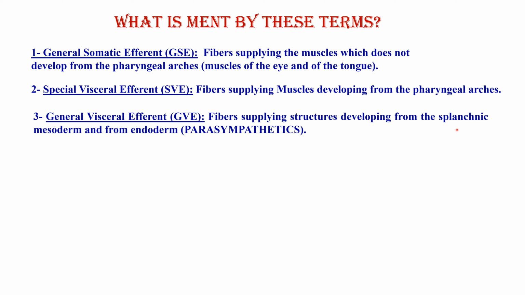The third group, which is general visceral efferent, are fibers supplying structures developing from the splanchnic mesoderm, splanchnopleure, and from the endoderm. And this is the group which you call the parasympathetic nerves.